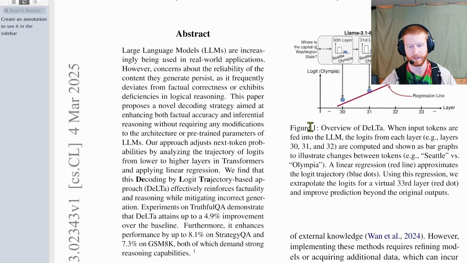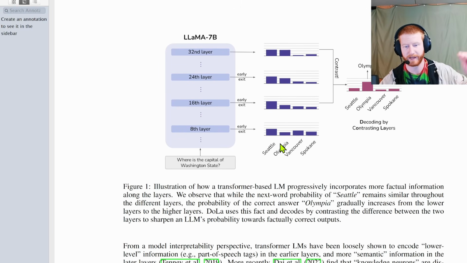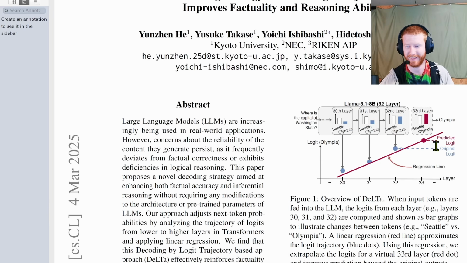And what they do, you can see this figure kind of captures it. We're just going to look at the logits across the layers, but we're going to do a linear fit, right? We're going to fit this regression line of how these are changing. So if you look at the DoLa paper, that first illustration, you can see Olympia is getting more and more likely and Seattle is staying roughly the same or getting slightly less likely. They say, what if we imagine what this would be on the 32nd or the 33rd or the 34th or the 35th hypothetical layer, right? What if we continue this trend and then sample from there? So yeah, really neat idea.